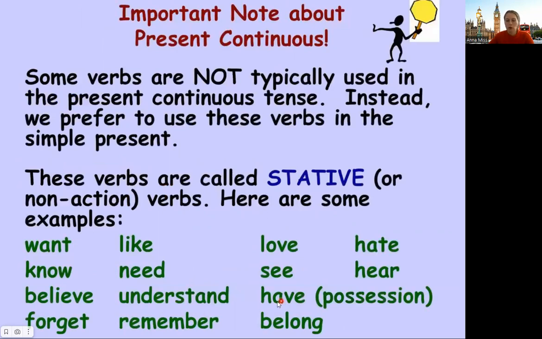It is important to note that some verbs are not typically used in the present continuous tense, and instead we prefer to use these verbs in the present simple.